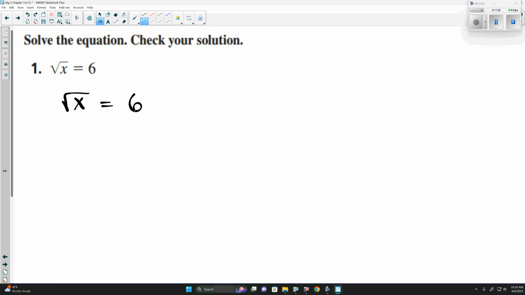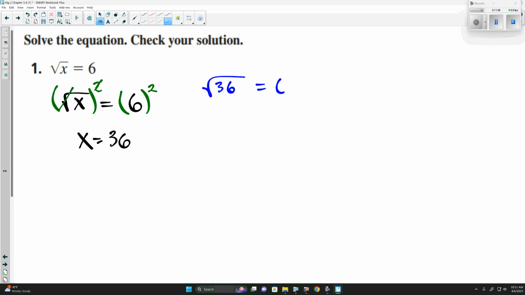Okay. Do we have one radical? Yes. Get it by itself. Is it by itself? So we do what? Put both sides to the second power. Those will cancel, telling us x is equal to 36. Now it says on this one here, and it probably says on all of them, check your answer. All that means is plug our answer back in. Is the square root of 36 equal to 6? That's the question. Well, square root of 36 is 6. 6 does equal 6. It works.